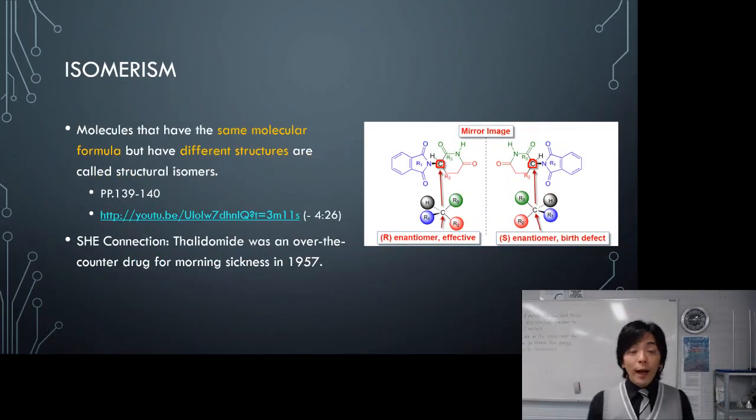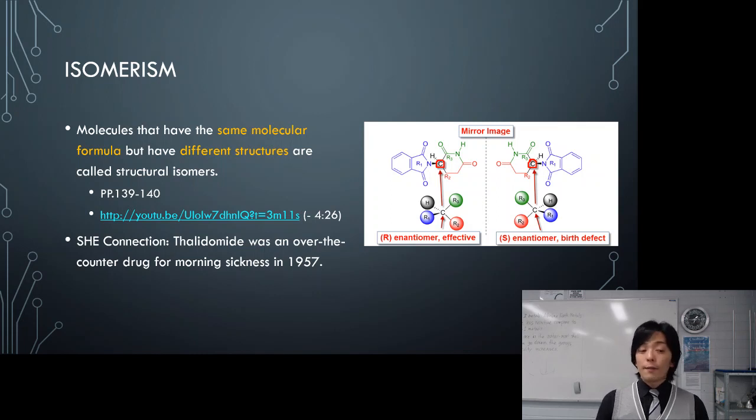So let's start that. So isomerism. It says molecules that have the same molecular formula but have different structures are called structural isomers. So two substances which have got different structure but same mass, they are isomers of each other.